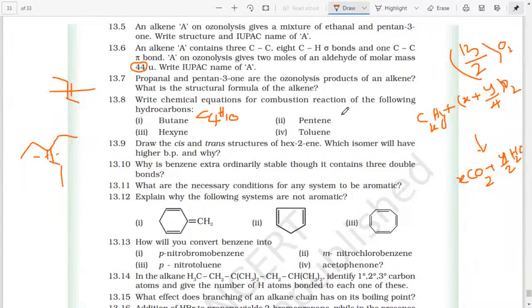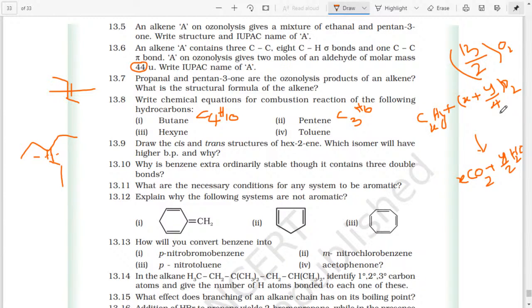Pentene, what is the formula? C3, it is alkene, CnH2n, that's all, no plus 2. 3 into n, 6, C3H6. So H6 means what is the value here? 12 plus 6, 18 by 4. 18 by 4 means 9 by 2. 9 by 2 it is.